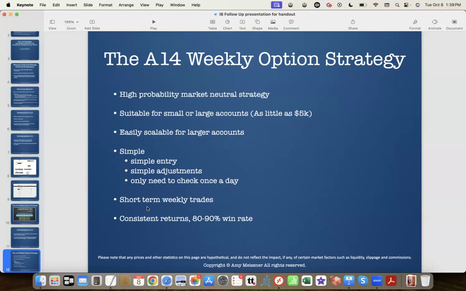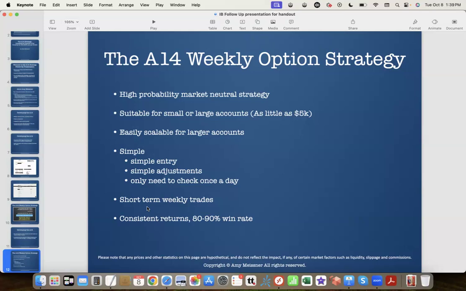And it's simple. It's got a simple entry. The adjustments are pretty basic. And I created it in a way where you don't really have to sit in front of your computer all day. You really only have to check it once a day, unless it's getting really close to a profit target. If that happens, then I'm going to close it at any time of the day. But as far as adjusting the trade and managing the trade, it really only needs to be checked once a day.